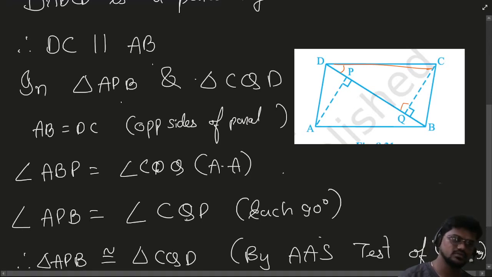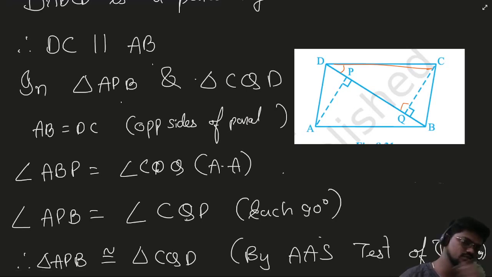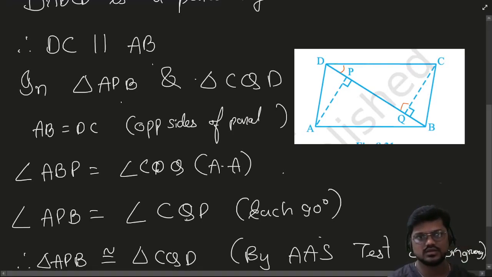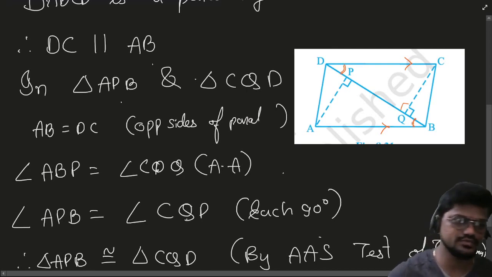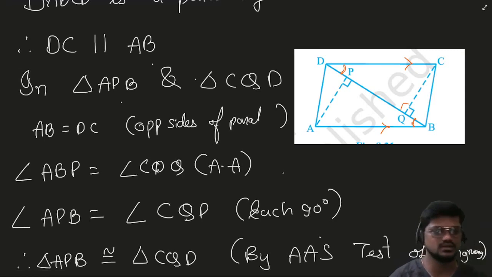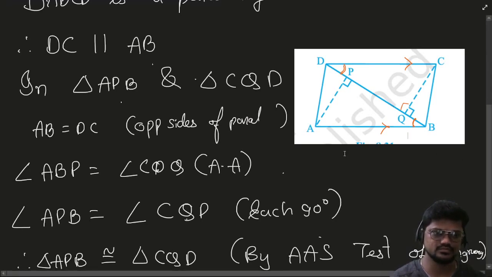Yes, perfect. Very good. So how is angle ABP equal to angle CDQ? By alternate angles. See, we know that these two lines are parallel because it's a parallelogram. So then this angle will be equal to this angle, no? Yes or no? Yes. Any other doubt anyone has? You can ask. Any one of you, if you have any doubt, you can ask. No doubts? Fine then.